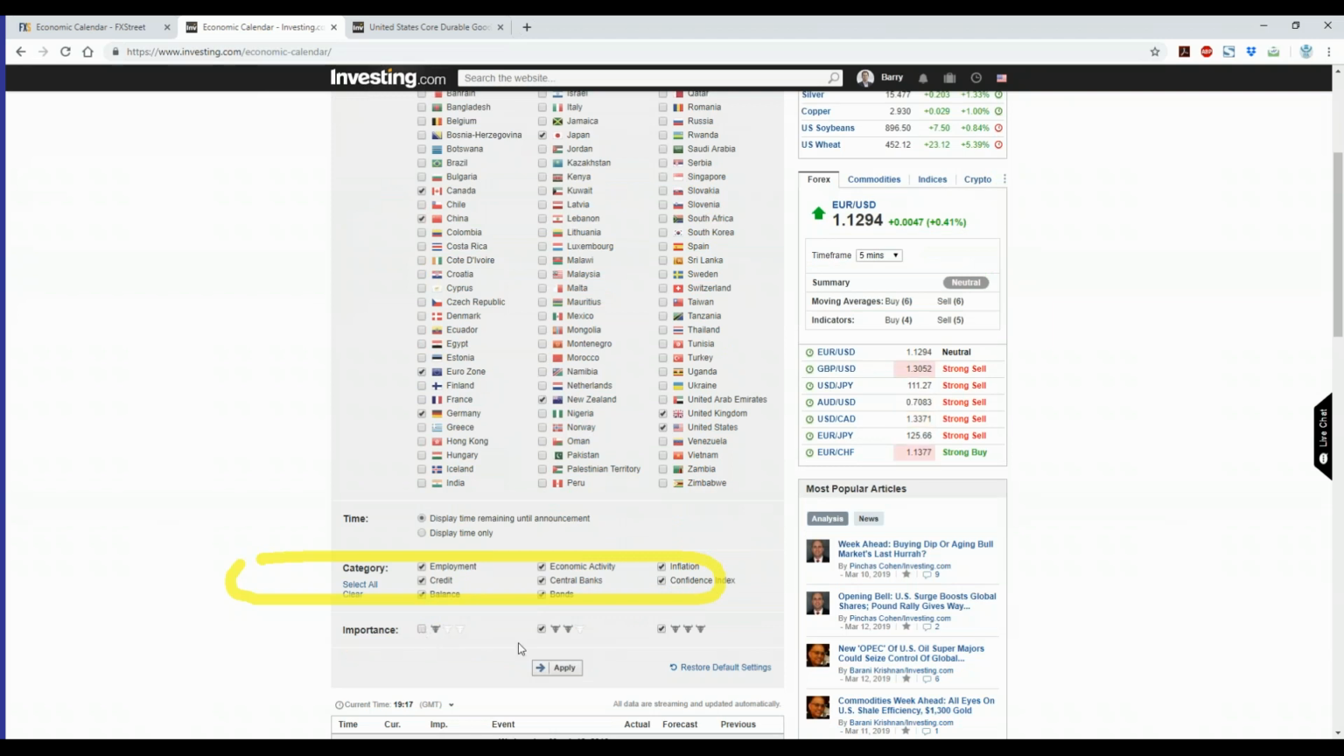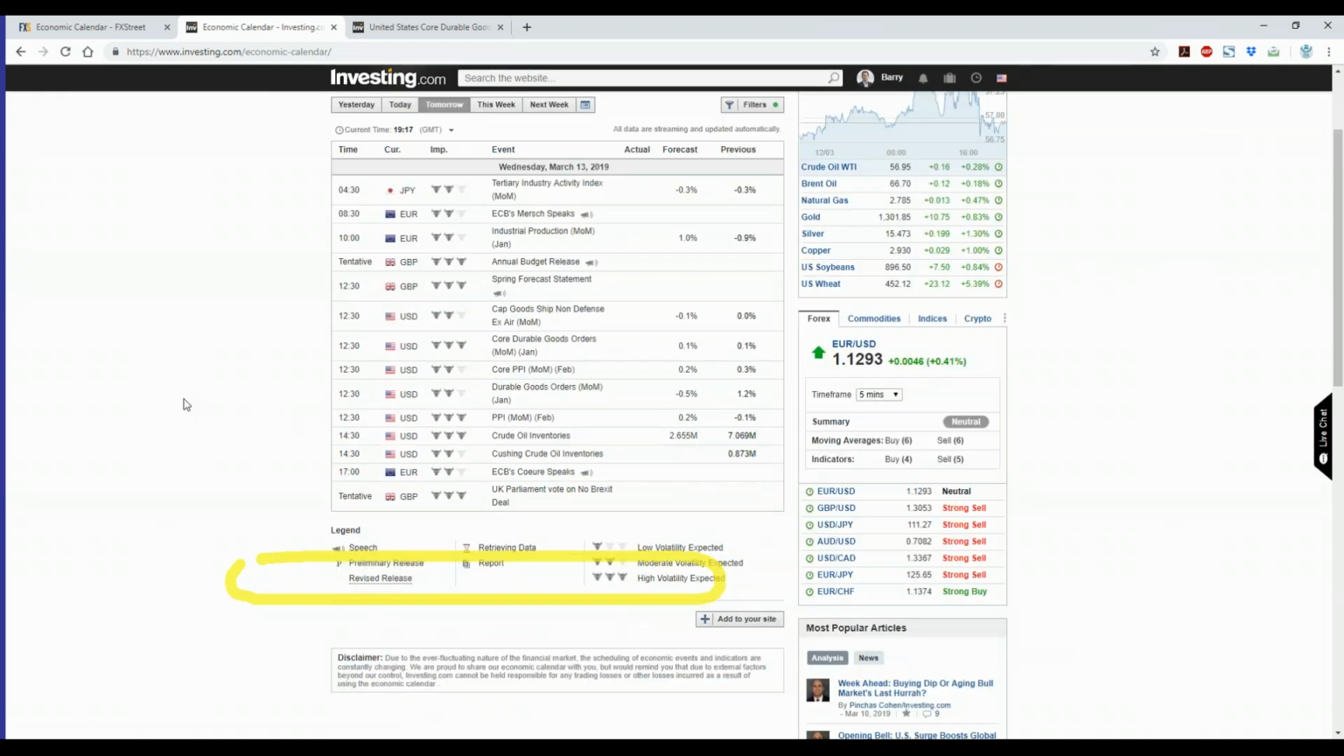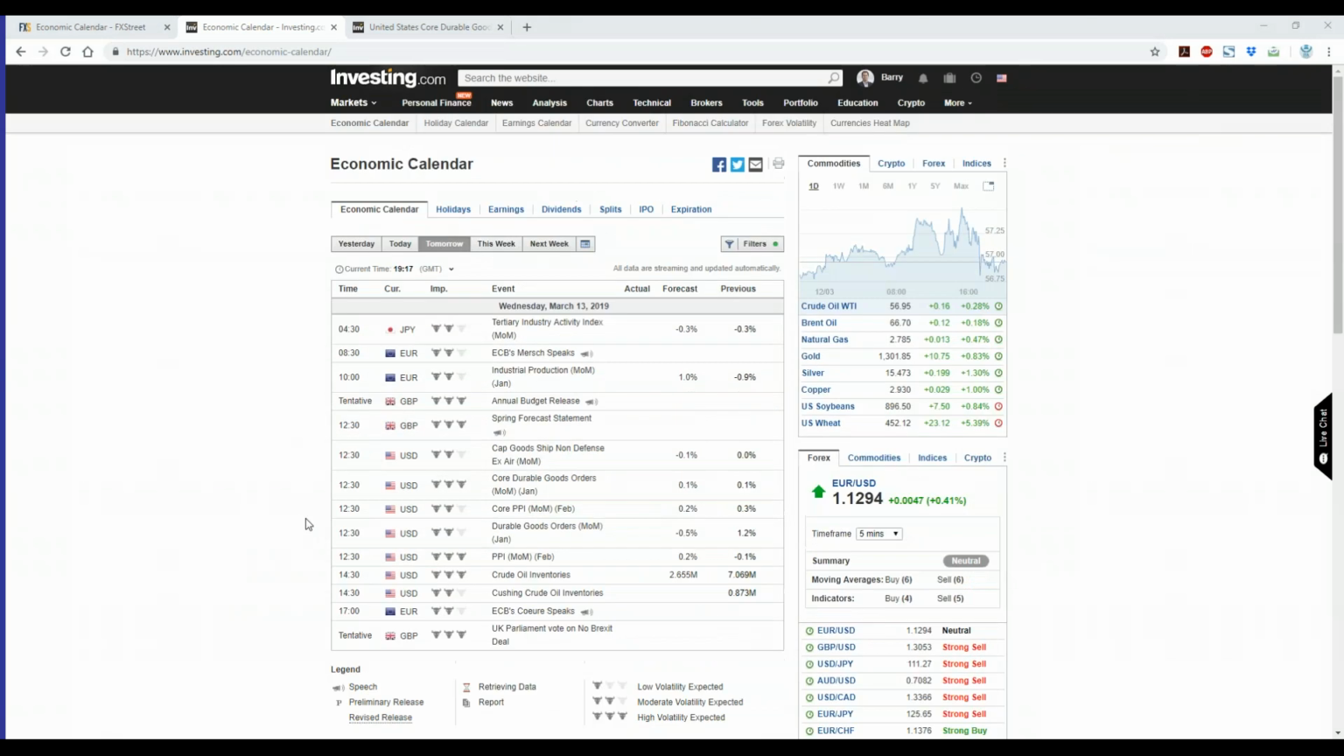And we can turn off the lower level events. And in this case, I turn off bonds because we're not trading bonds. But if you happen to trade bonds, then leave them on. So now what we've done is we filtered this down to something that we can actually deal with on a day-to-day basis. Now, the thing about the economics calendar is all the data is programmed way in advance.